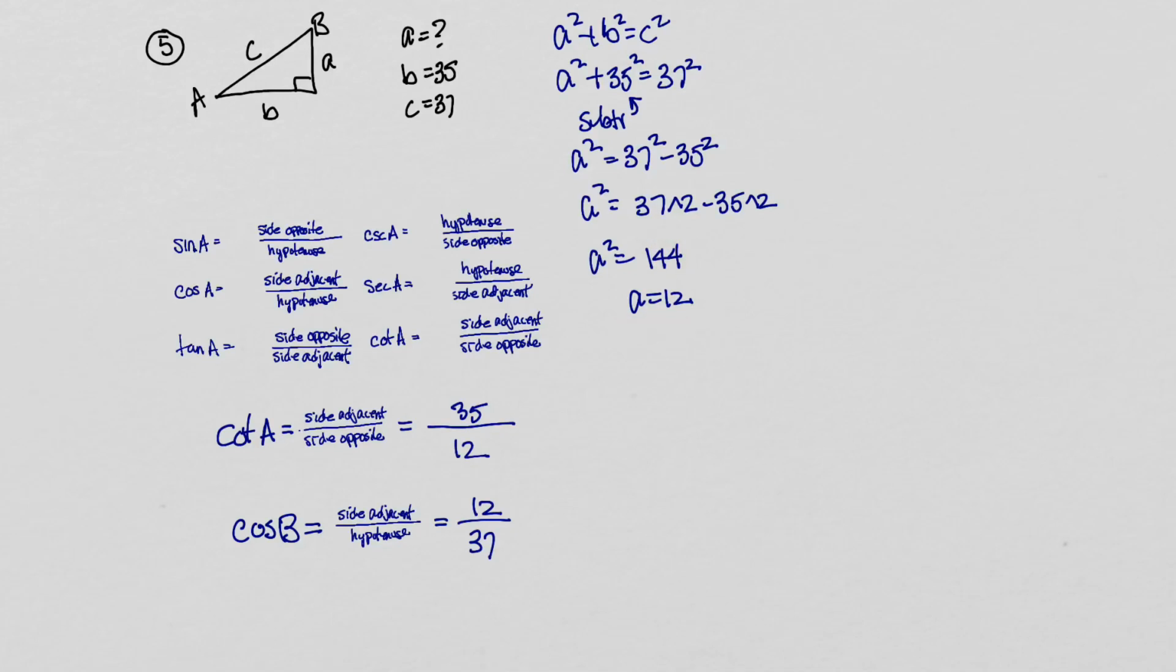So now we know up here, I'm going to write a here is equal to 12, and b here, we're given that one, that was 35, and c was the 37. So what we're asked for is the cotangent of a.